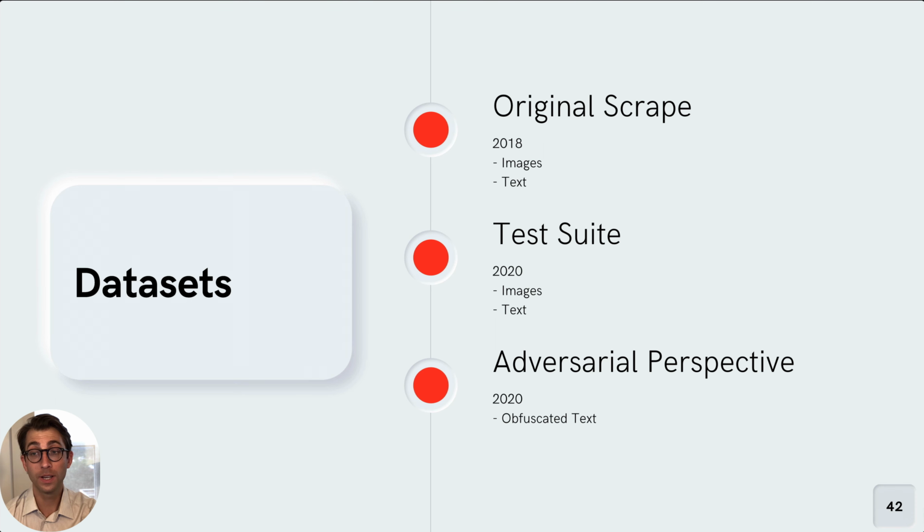Finally, in order to assess how our models would fare against an adversary who obfuscates website source code in an attempt to trick our classifiers, we took text from the test suite and we ran it through the JavaScript obfuscator tool. So we're trying to create obfuscated JavaScript as an adversary might and see how our models do with this type of data.